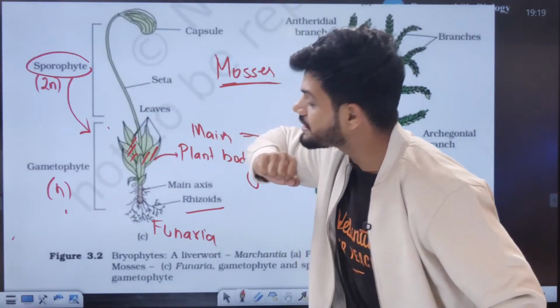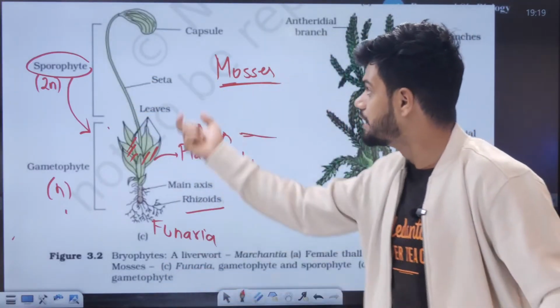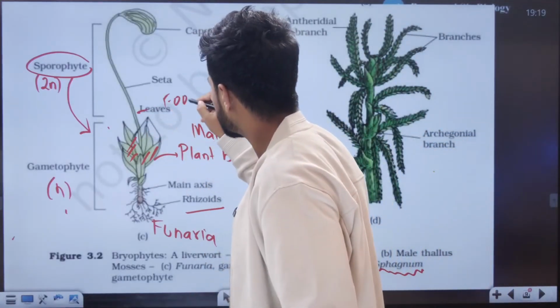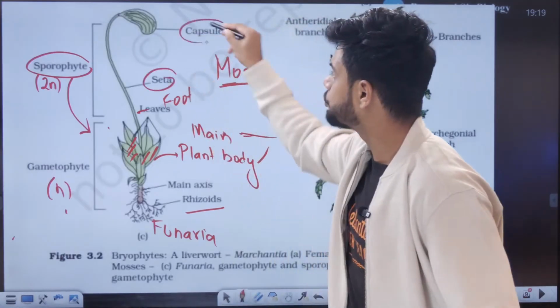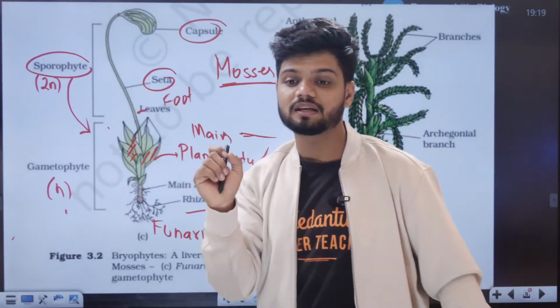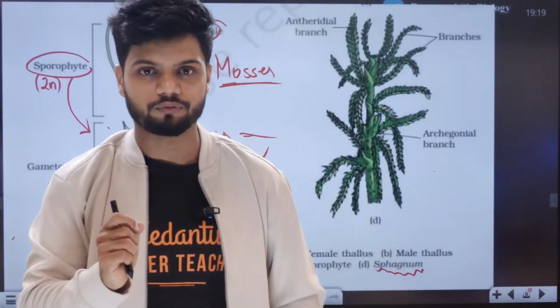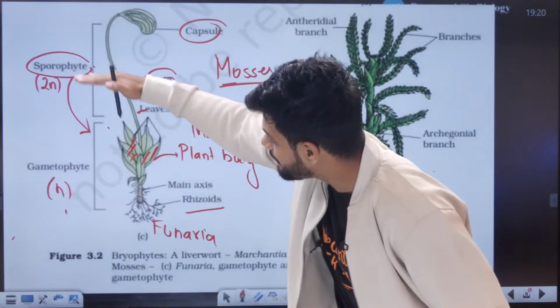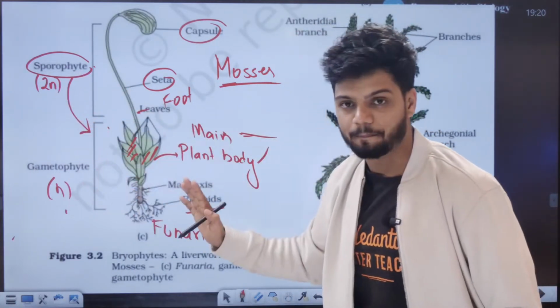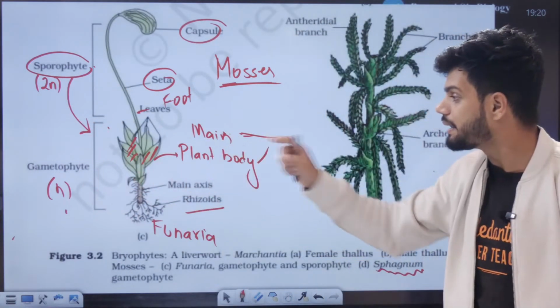A sporophyte has three main parts. That is foot, right here is the foot, seta, and capsule. These three are the main parts of the sporophyte. So sporophyte is dependent on the gametophyte. Sporophyte is diploid. Gametophyte is haploid. Gametophyte is the main plant body.